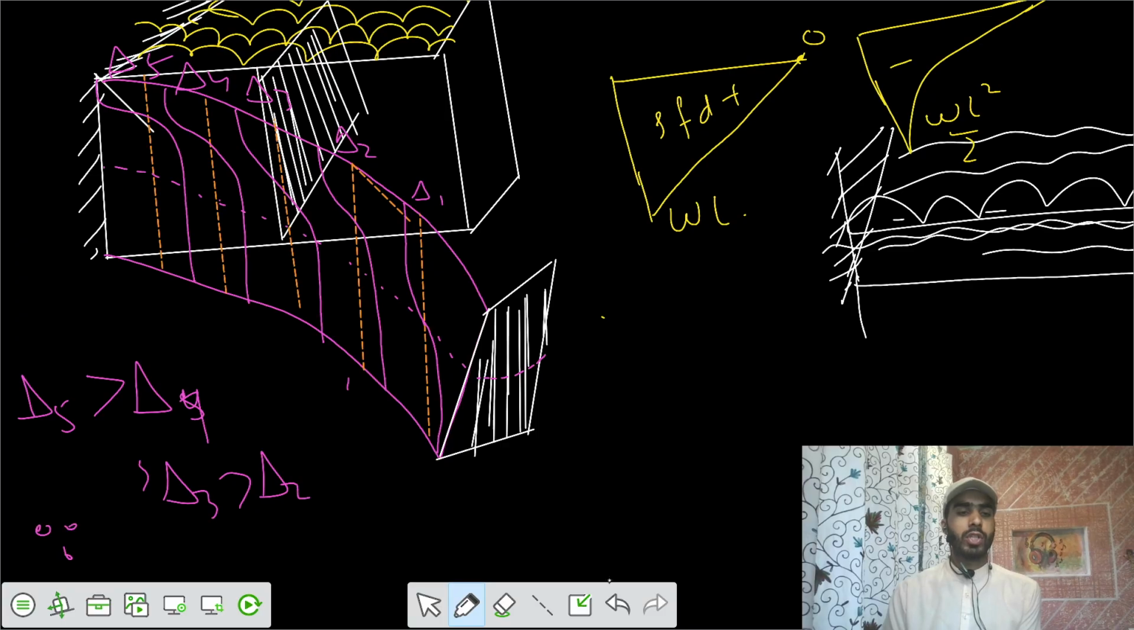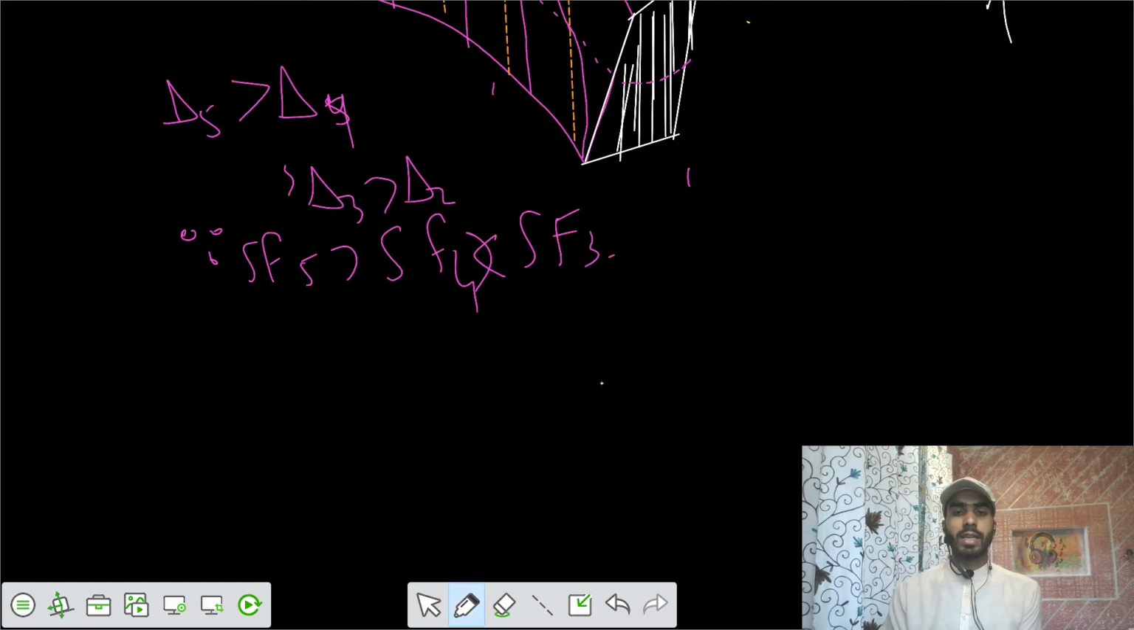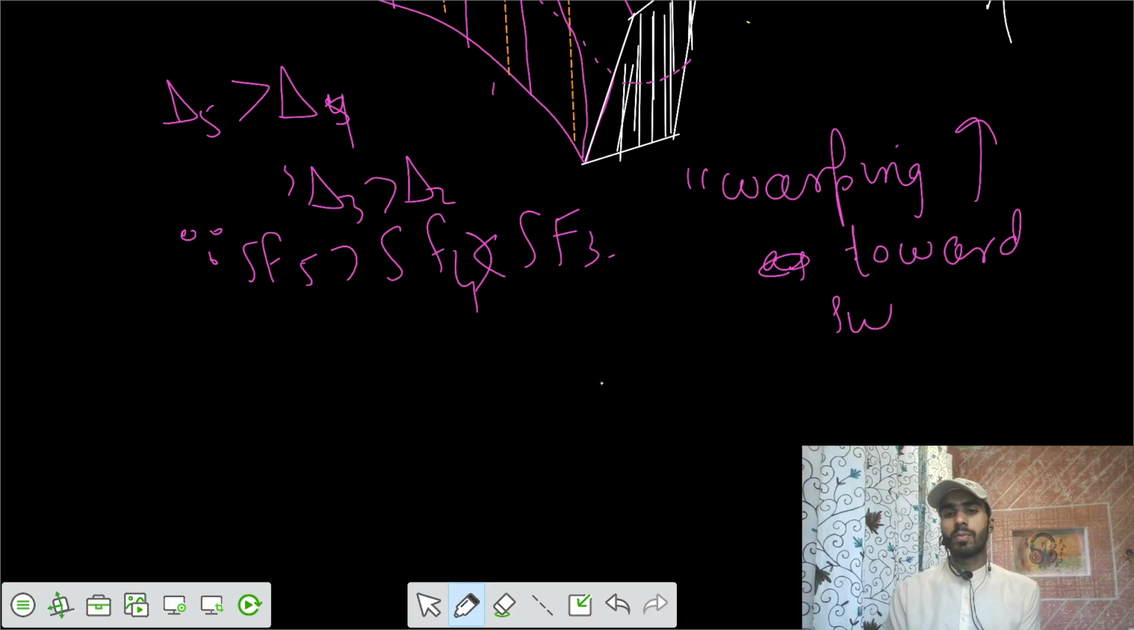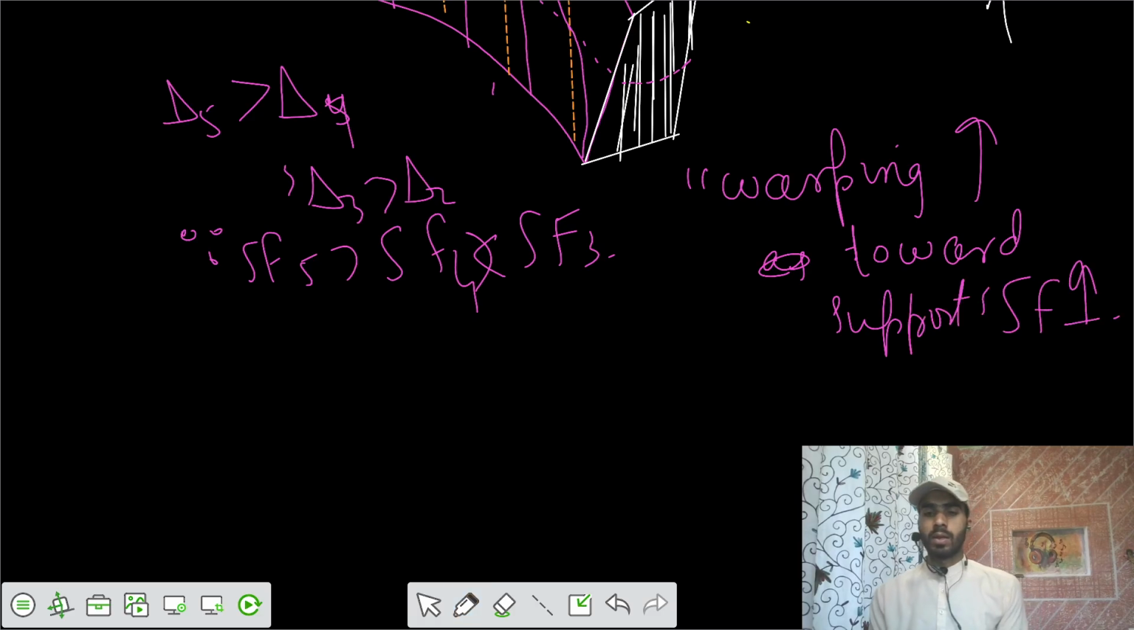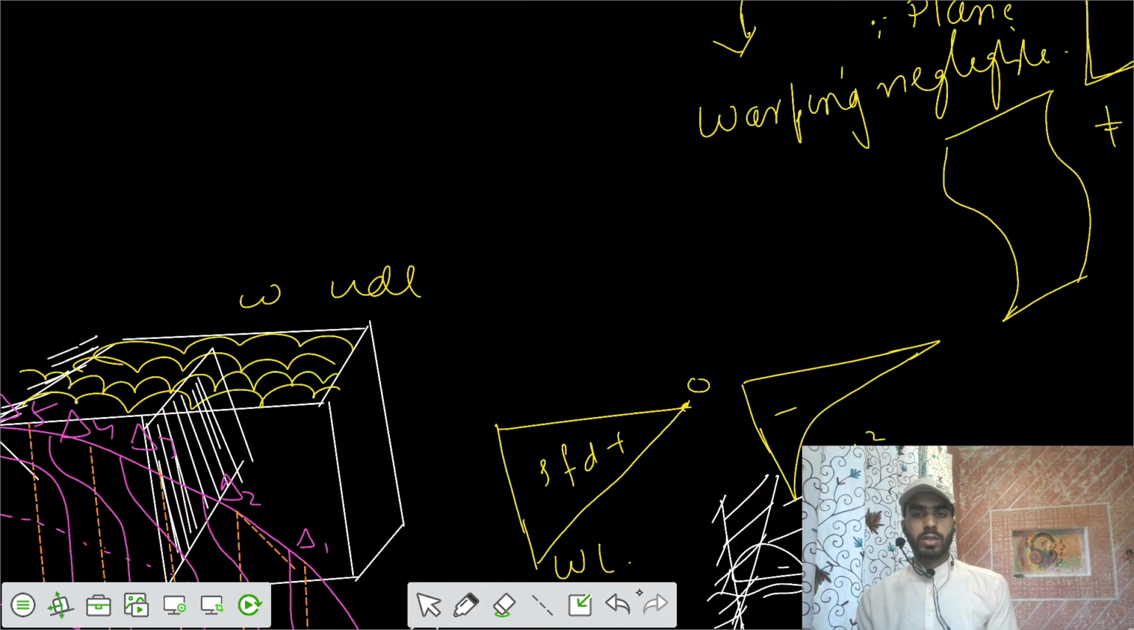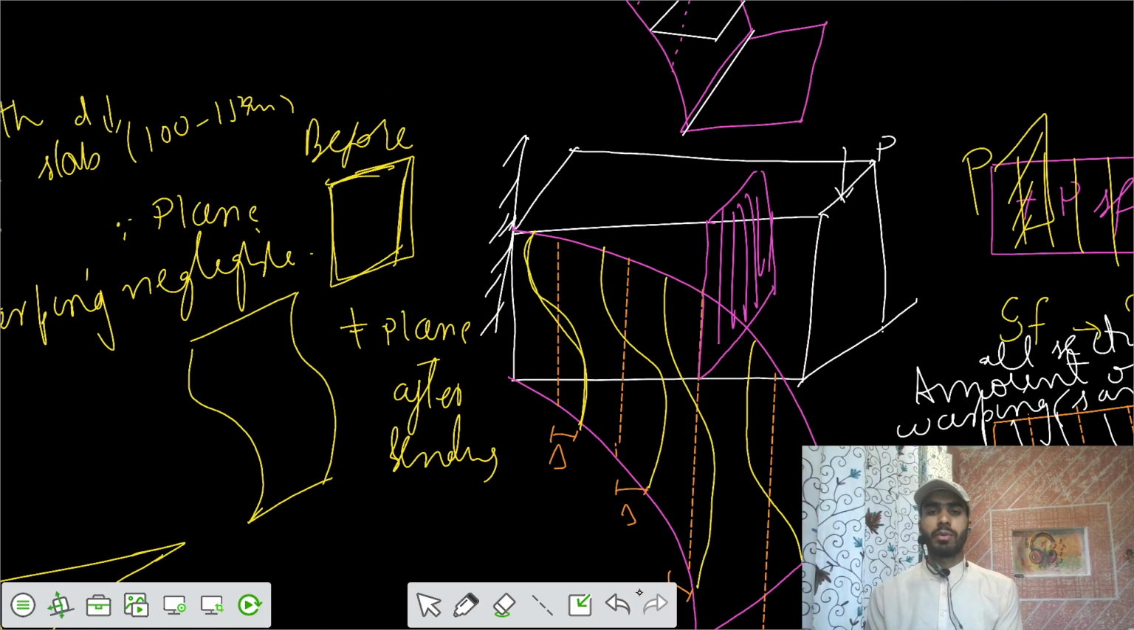Because shear force 5 is greater than shear force 4, greater than shear force 3. So your warping goes on increasing as you move towards the support, where the shear force increases, away from the free end where shear force is 0. So this was the first assumption, that plane section remains plane.